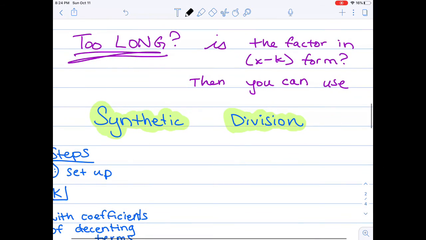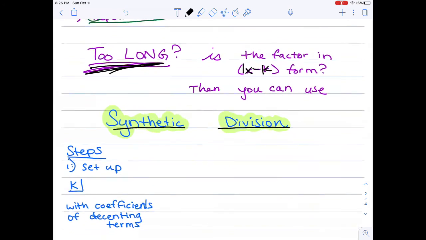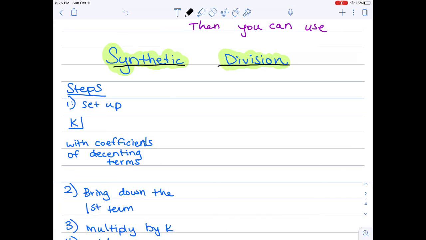Some of you are thinking, oh, Mrs. Sells, that's so long. Is it too long? Okay, so here's the thing. If it's too long and you don't love that, you could ask yourself, well, is the factor in x minus k form, meaning that there's a 1 on the coefficient of x and then it's minus some number? If it is, then you can use what's called synthetic division. So synthetic division looks like this.